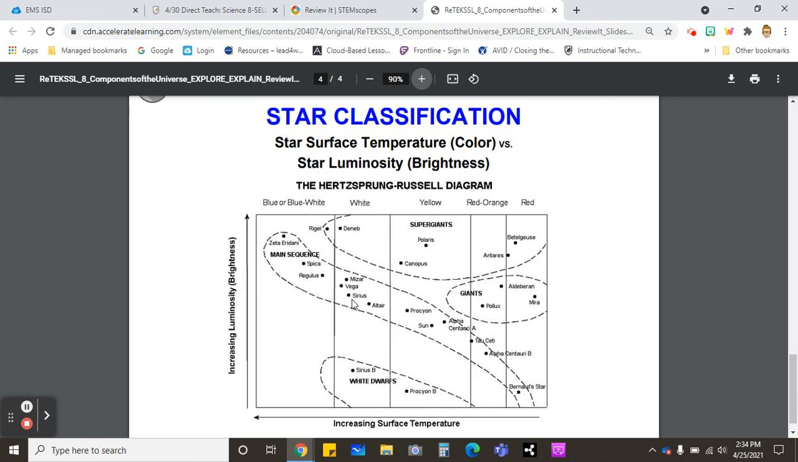So if you were to compare Sirius to Mizar, you would say Mizar is brighter than Sirius. They're about the same temperature, they're similar, and they're also main sequence stars. So the only biggest difference between them is how bright they are. Mizar is a little bit brighter than Sirius. So that is how you use the HR diagram to describe characteristics of stars.